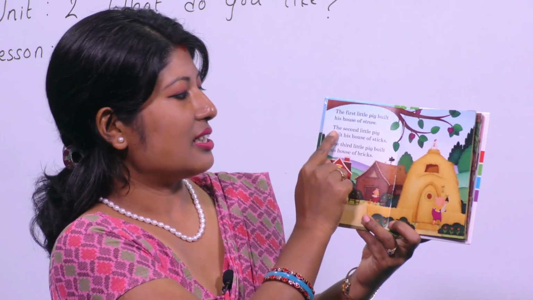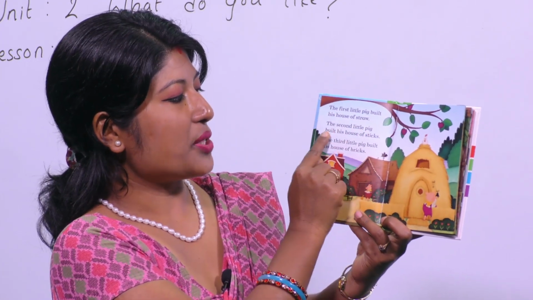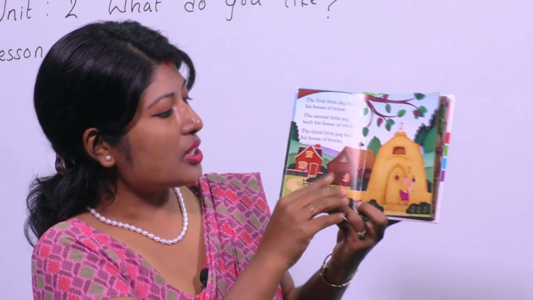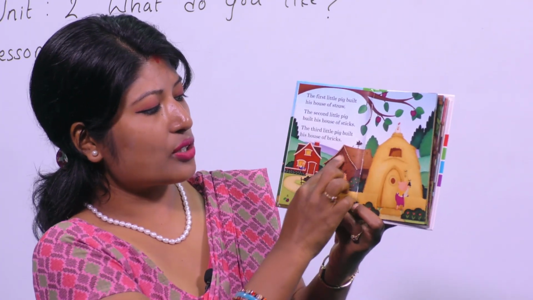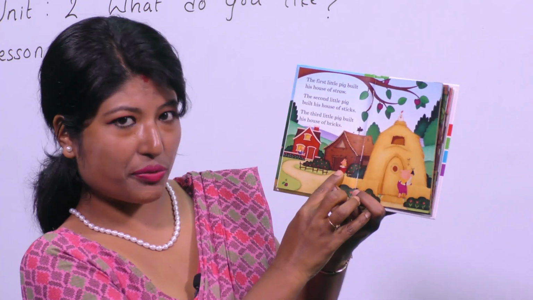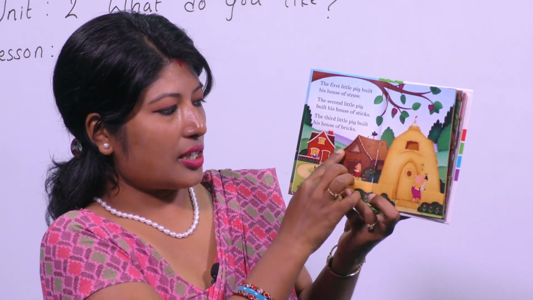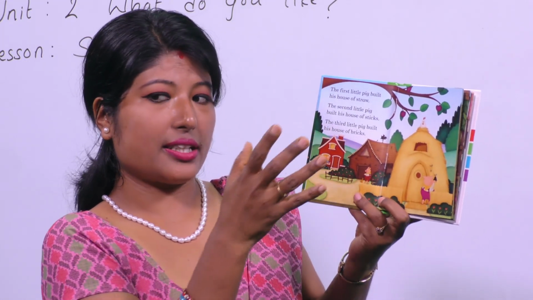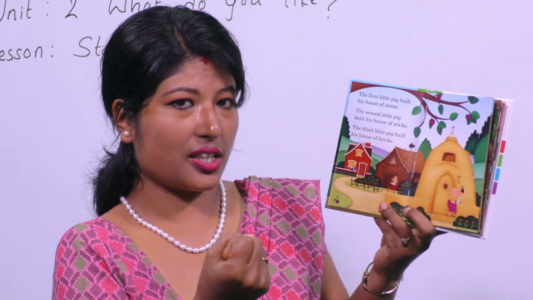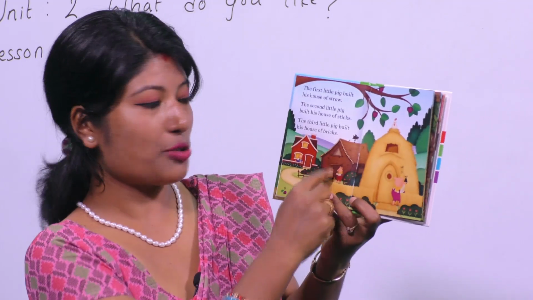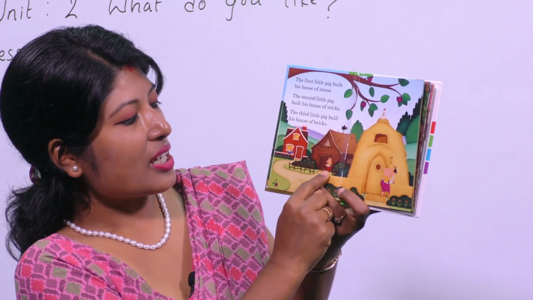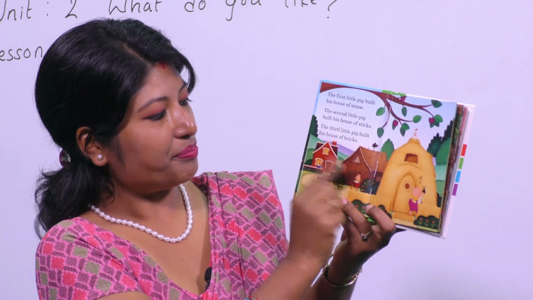Then the second little pig built his house of sticks. And the second pig, he built his house of sticks. See, it looked beautiful. So it is made of sticks, woods, or let's say branches of tree. Anyway, it is a wooden cottage. He built a wooden cottage, and then he stayed over there.